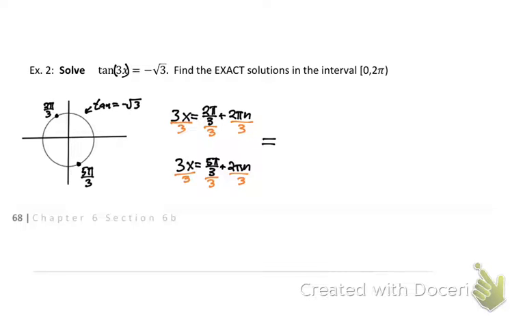Let's draw some arrows that say, if I do this, then I'll get out that. That's just an arrow, a terrible arrow. All right, so if I divided everything by 3, we'd have x equals 2 pi over 9. Plus, there's no way to simplify this, so I'm just going to put 2 pi n over 3. The other answer could be x equals 5 pi over 9 plus 2 pi n over 3.